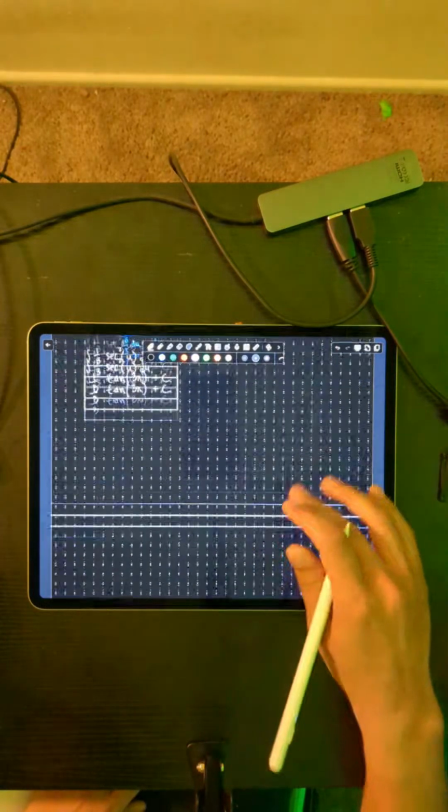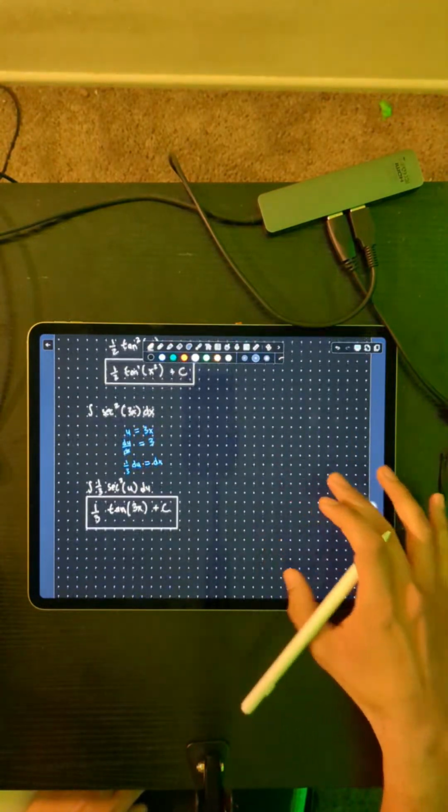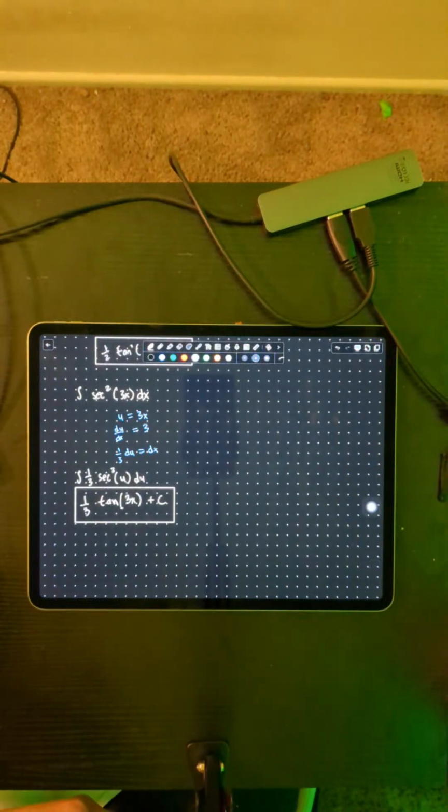All right, sorry chat, let me go back a little bit, see if you guys understand this integral. Going a little bit fast here, but feel free to stop me at any time.